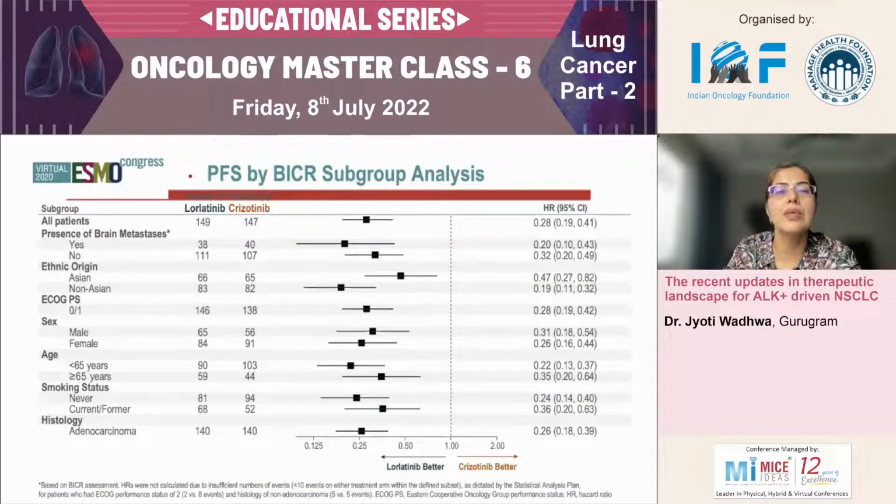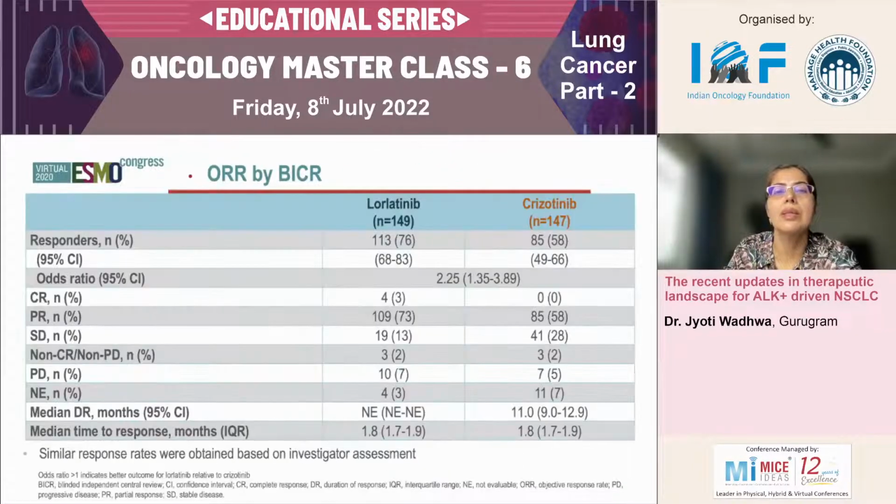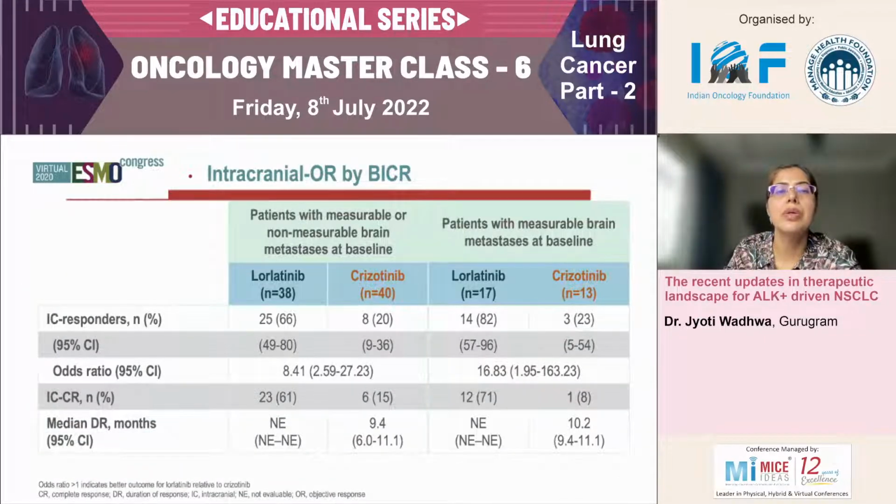And on subgroup analysis, all the subgroups seem to benefit, whether they had brain mets or not, whether they were Asians or not Asians, irrespective of the gender or age, less than 65 or more than 65, irrespective of the smoking status, they all did better with lorlatinib when compared to crizotinib. Response rate 76% versus 58% with crizotinib. Median duration of response not yet reported versus 11 months with crizotinib. So some CRs and partial response also reported, and much better when compared to crizotinib.